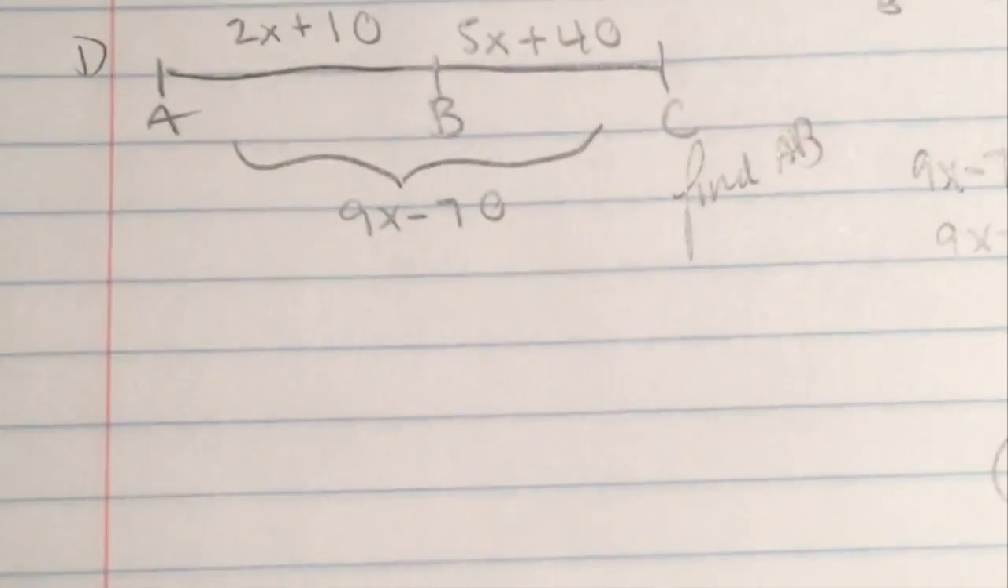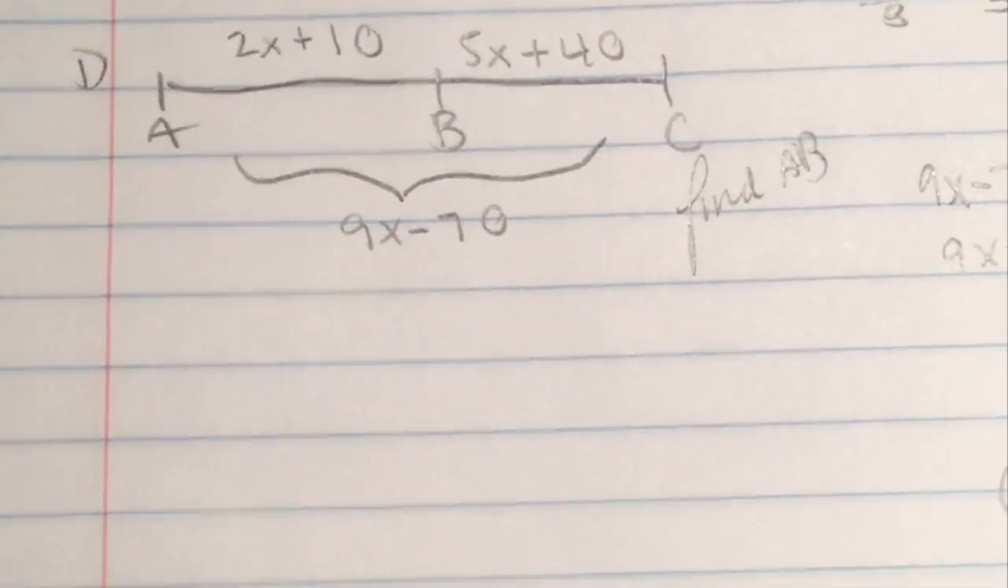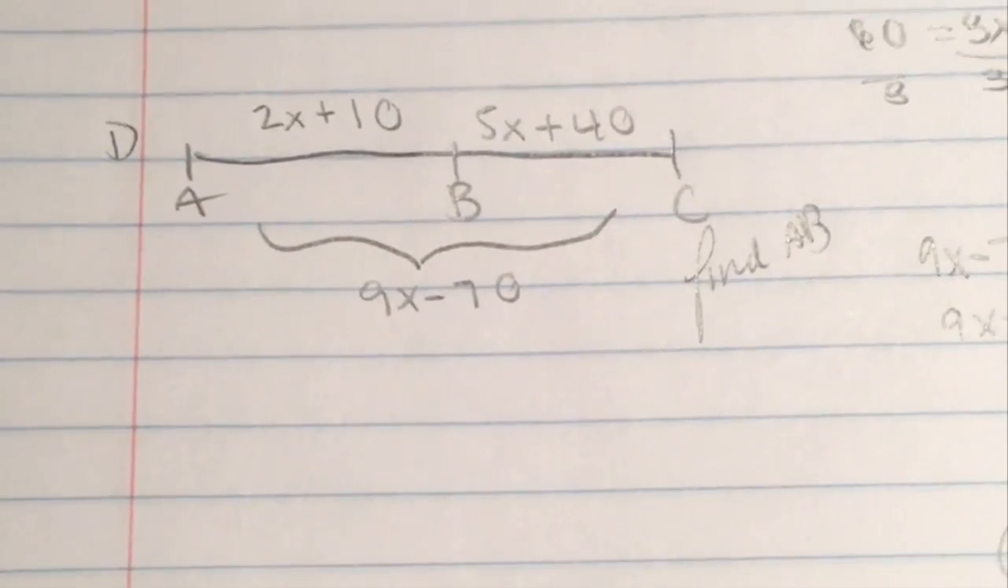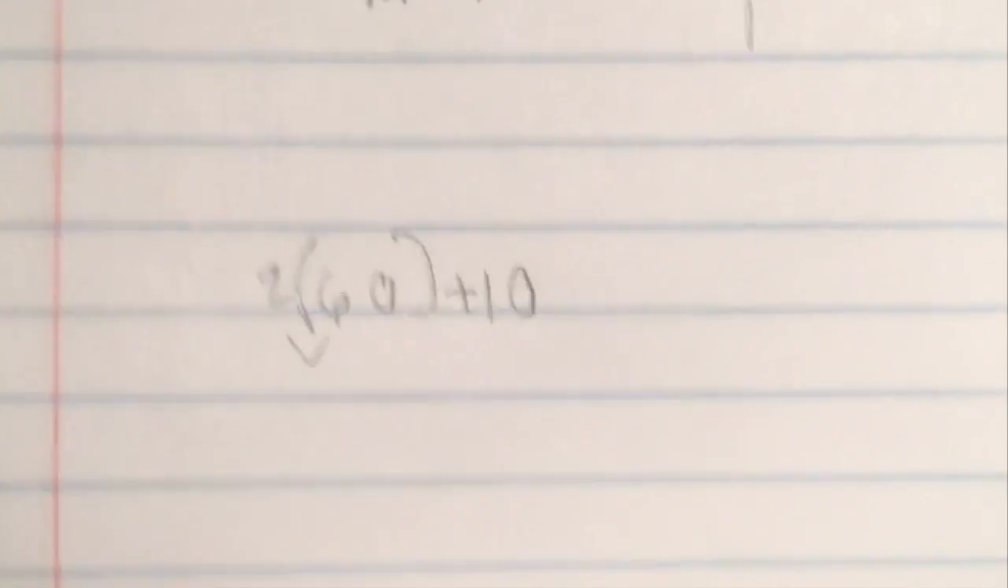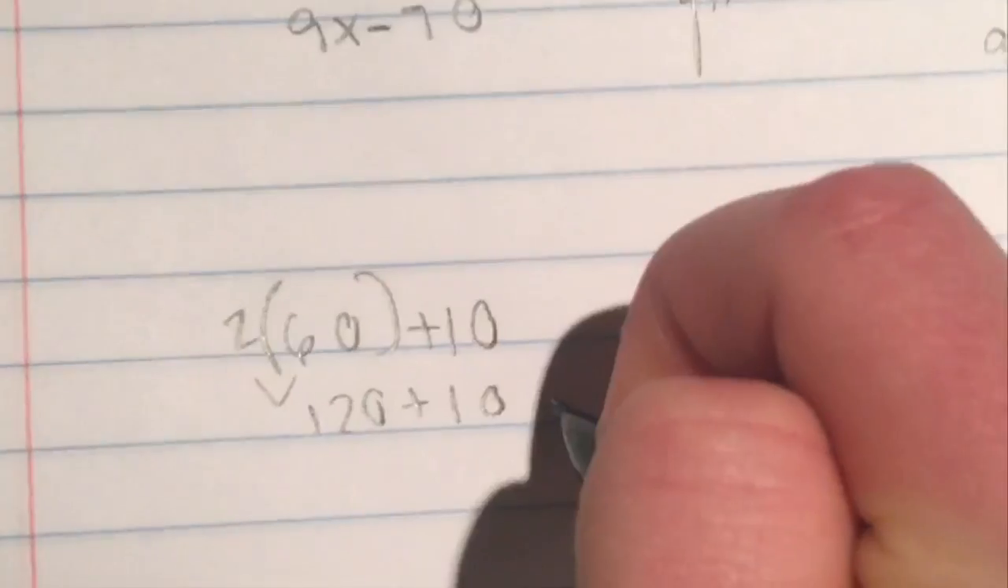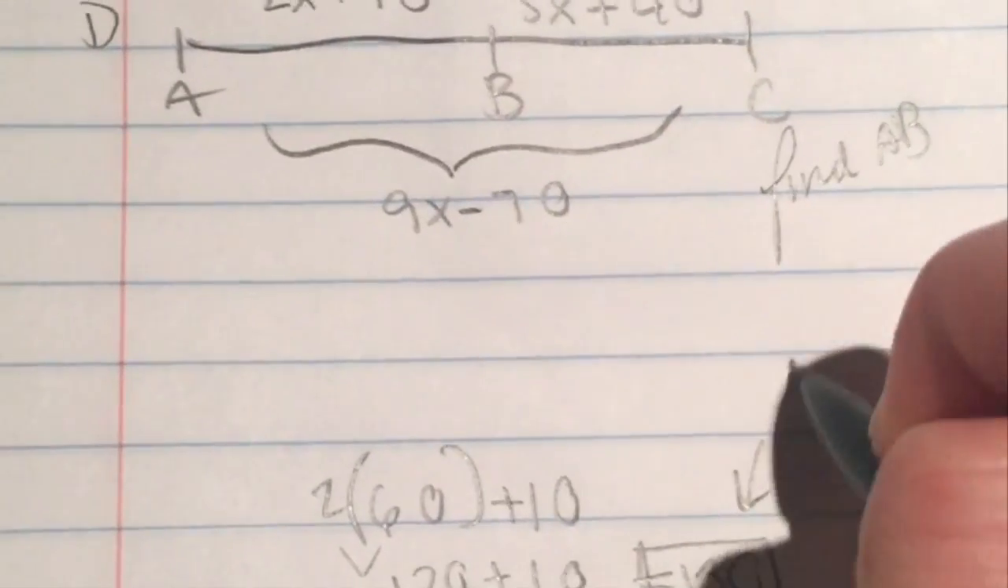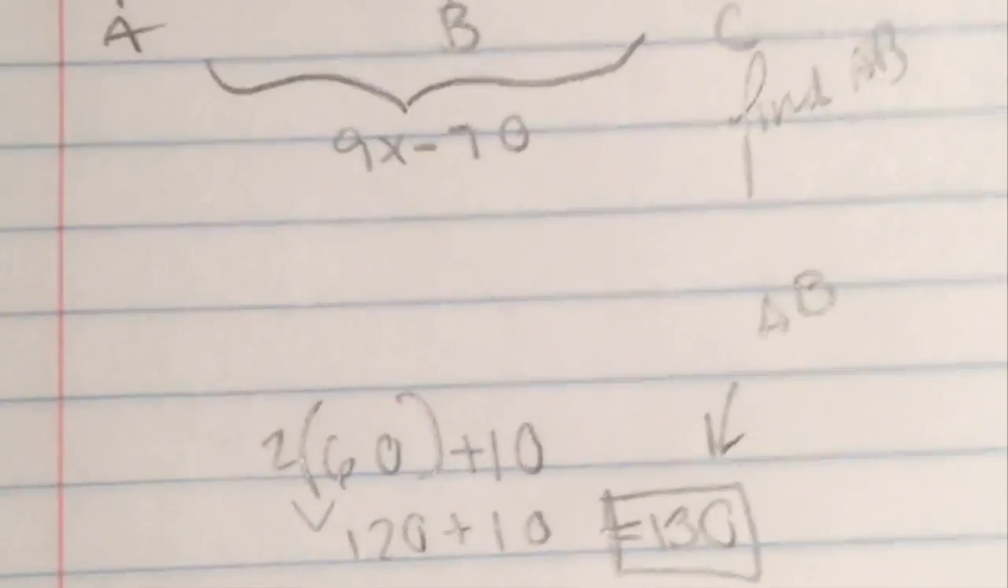So while we have this value over here, we know that we're not done yet. The next thing to do is to plug it back into AB to get us our length value. So since it's 2x, we're going to multiply 2 by 60 and just substitute that value in. And then we're going to add 10. We know that 2 times 60 is equal to 120, and then adding 10 is going to make it equal to 130. So our total side length of A to B is equal to 130.